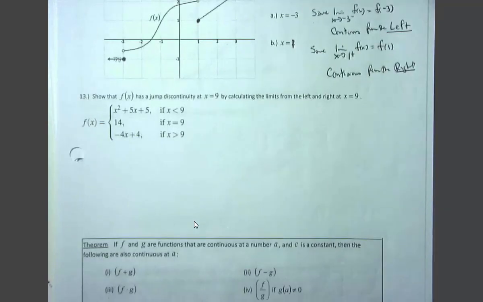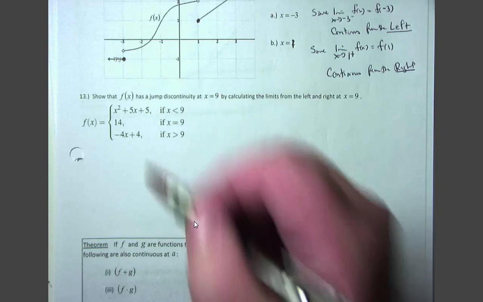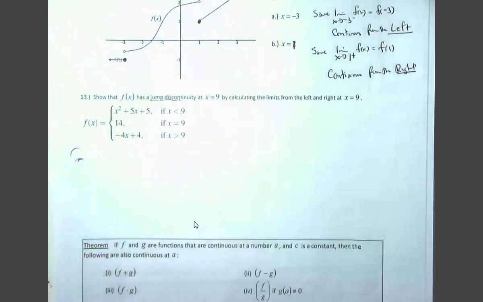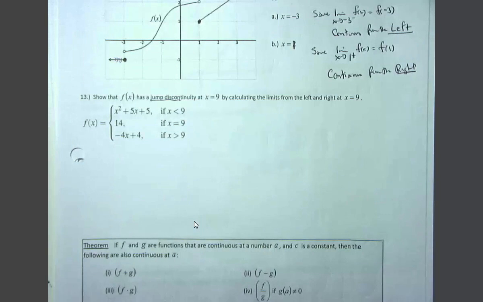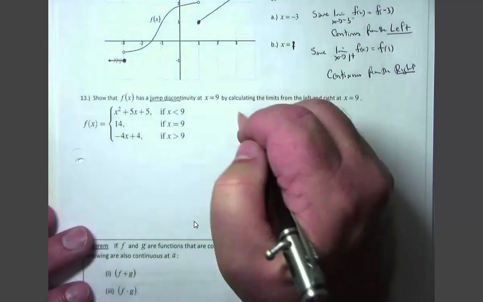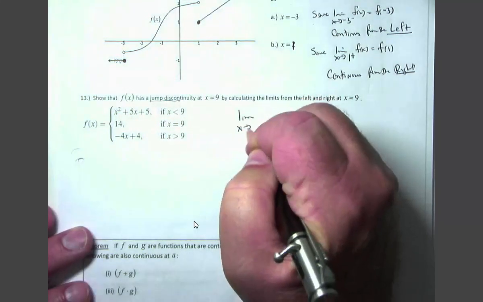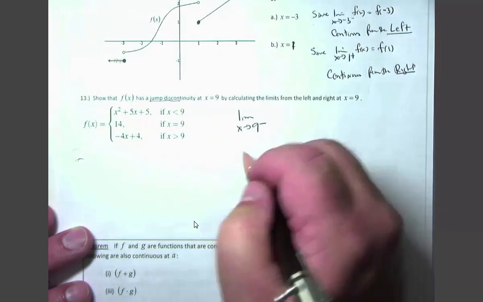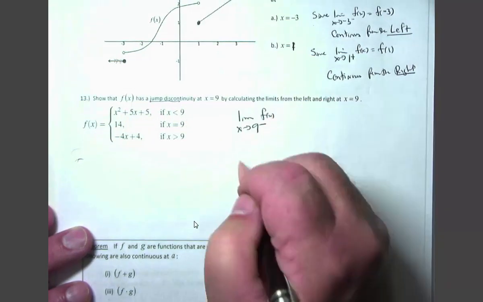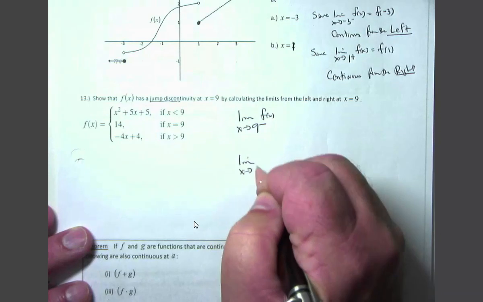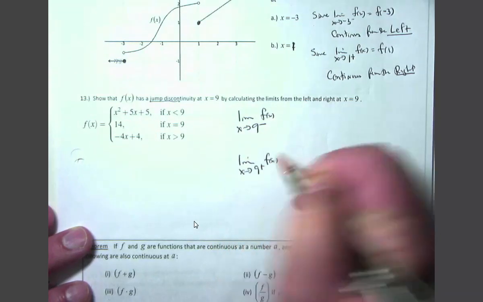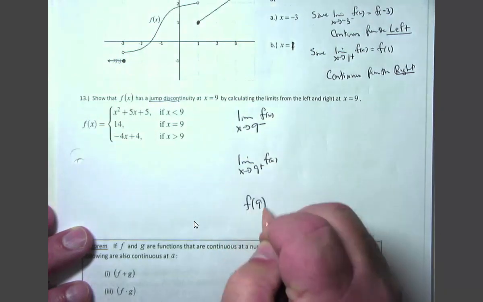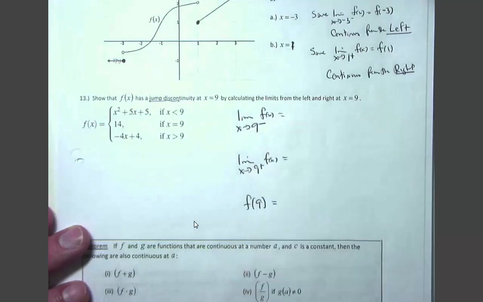Show that f of x has a jump discontinuity. So we're kind of defining this term right here. Jump discontinuity at x equals 9 by calculating the limits from the left and the limits from the right at x equals 9. So here's what I want you to do. I want you to take the limit as x approaches 9 from below. Clearly 9 is my breaking point of f of x. I want you to take the limit as x approaches 9 from above of f of x. And I want you to compare it to what exactly is f of 9.